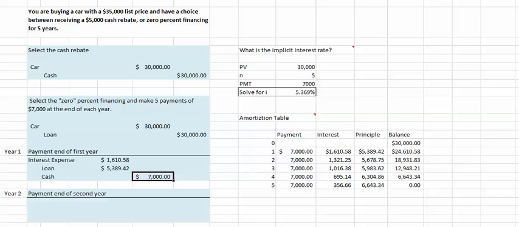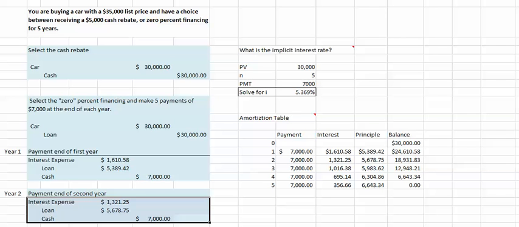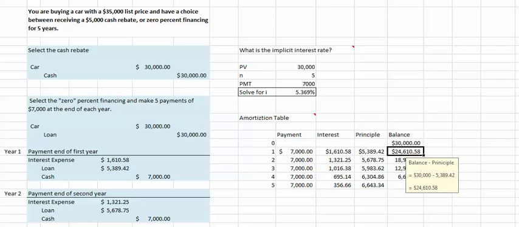For the second year, our payment will again be recorded as a credit to cash for $7,000, but this time our interest expense will only be $1,300, and that's because our new interest expense will be based on our current loan balance, which has dropped from $30,000 to $24,000. And again, the difference between our cash payment and our interest expense will get applied to the loan balance or the principal. After 5 years, we will find our loan balance has been reduced to 0.